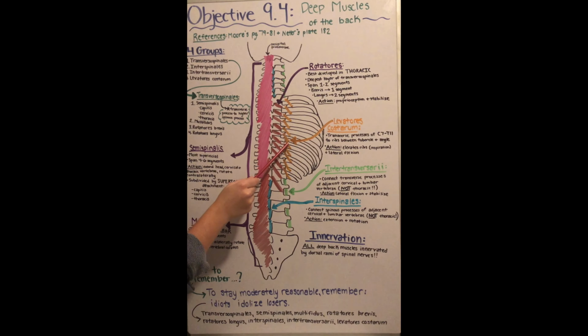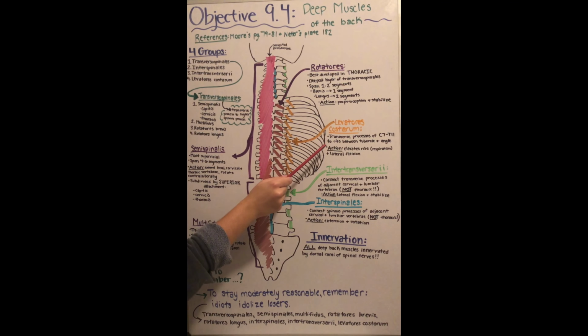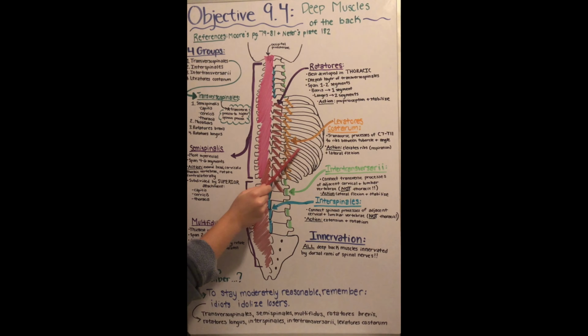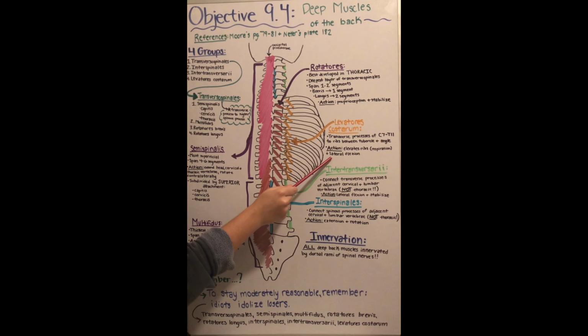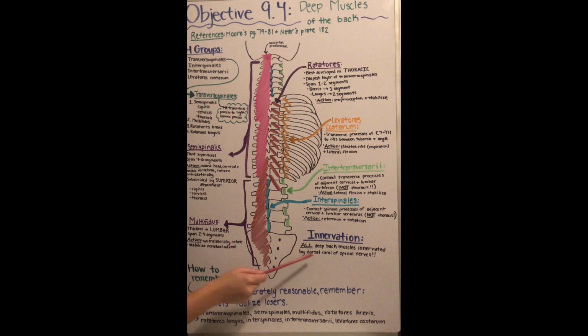Lastly, we have the levatores costarum. They originate at the transverse processes of C7 through T11 and insert on the ribs between the tubercle and the angle of the rib. Their action is to elevate the ribs, assisting in respiration, and they also assist in lateral flexion of the vertebral column.